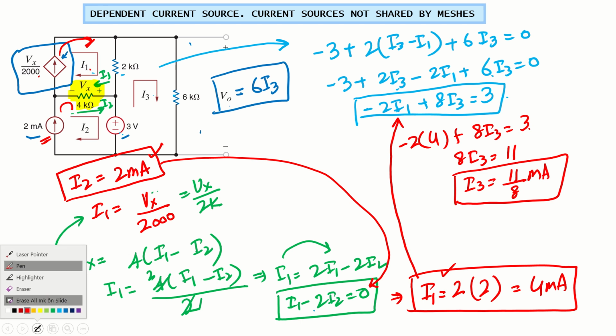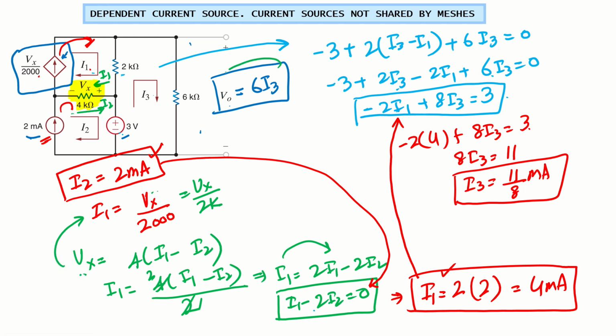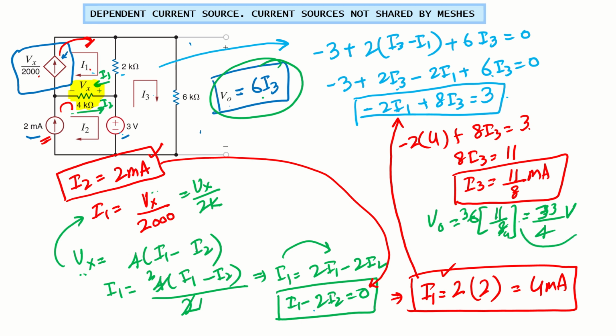Our target is to find the value of V0, which is 6 times I3. So V0 will be 6 times 11 over 8. 2 times 3 and 2 times 4, so 33 over 4 volt. That will be our V0 for this case. So this is how we can solve such examples.